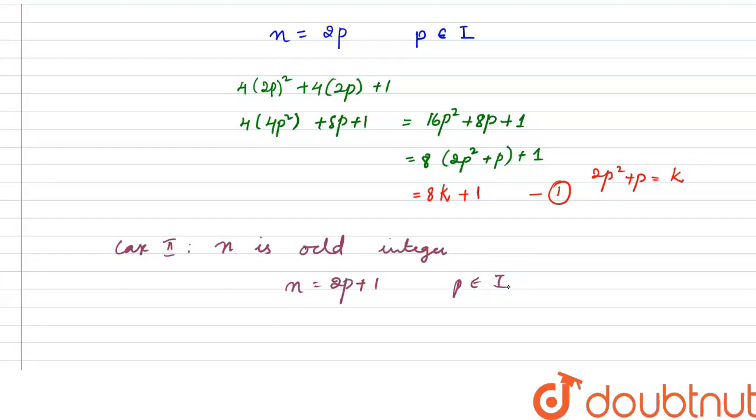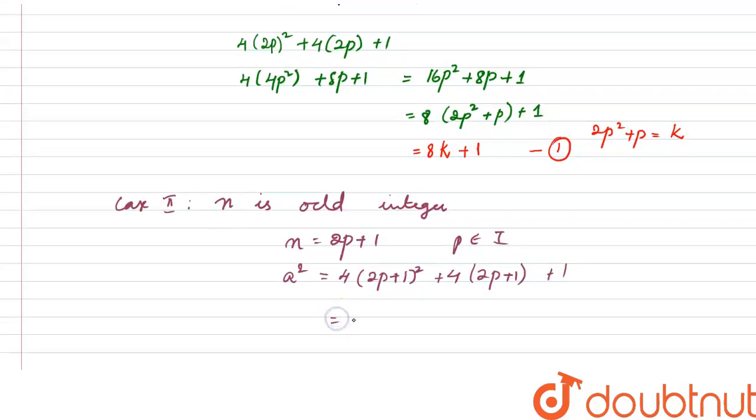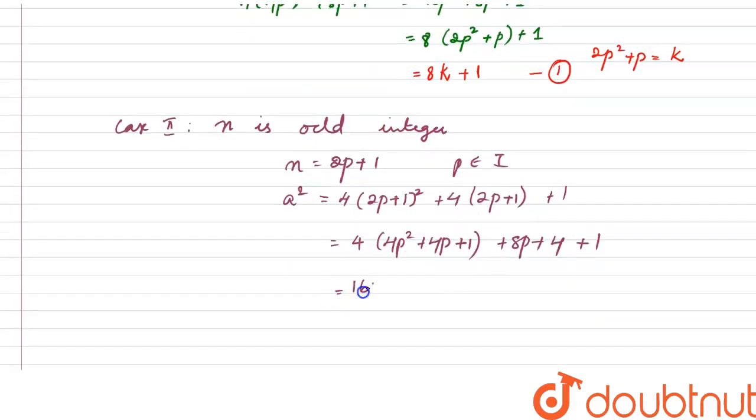Now here a square. Let us substitute the value in here. Therefore, a square is equal to 4 into 2p plus 1 whole square plus 4 into 2p plus 1 plus 1. Let us simplify this. We get 4 into 4p square plus 4p plus 1 plus 8p plus 4 plus 1. Which means we get 16p square plus 24p plus 4.